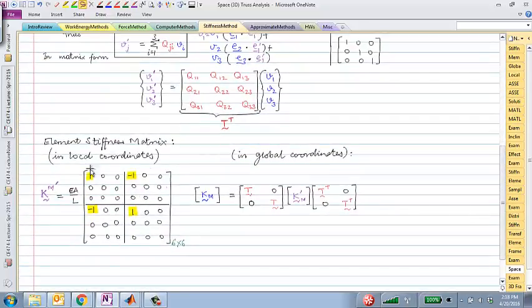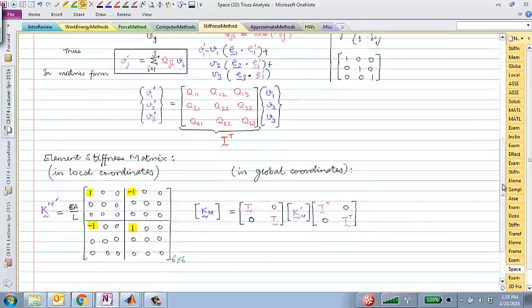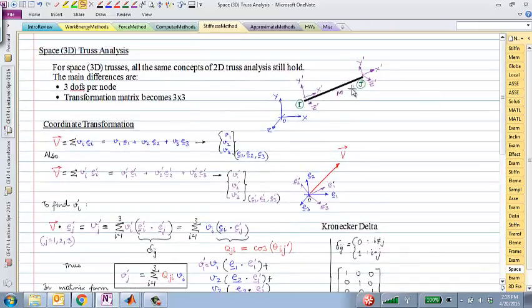So we take this 6 cross 6, that's the element stiffness matrix, pre-multiply by the transformation transpose, transformation times element local, which is this guy, times transpose, exactly the same way that we did for the 2D cases. That gives me the element stiffness matrix in the global coordinates, which I can then assemble for all of my truss elements in the problem and solve it as usual.